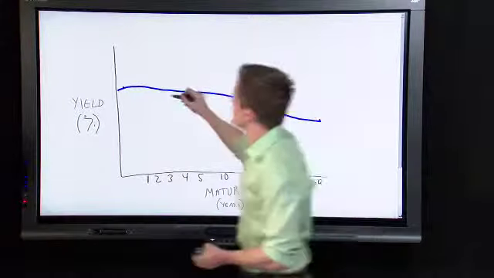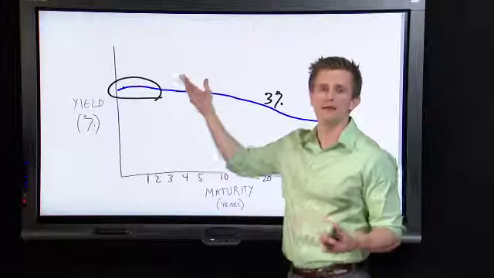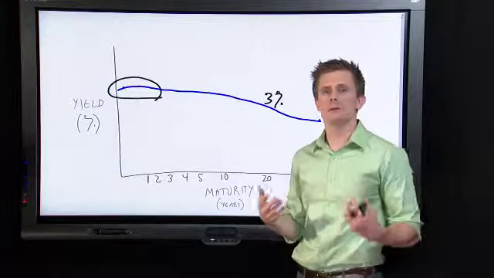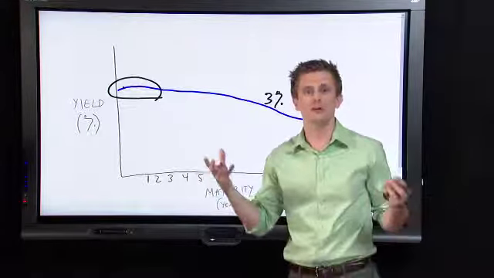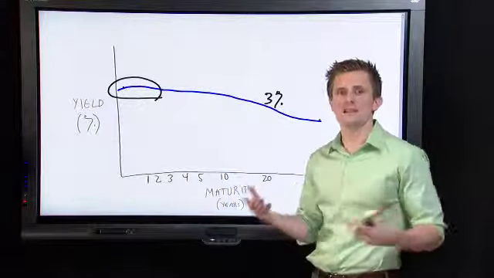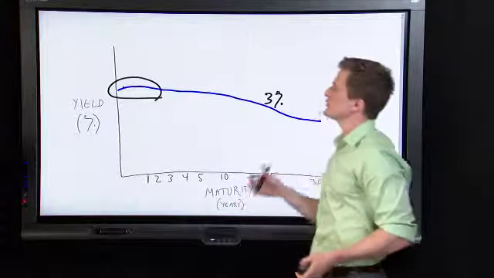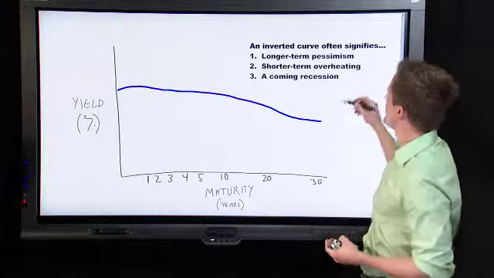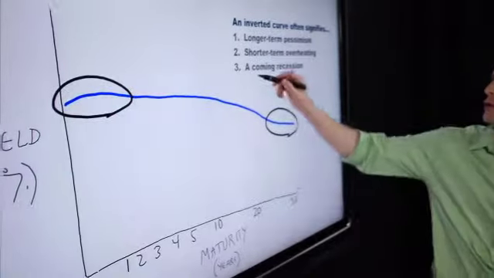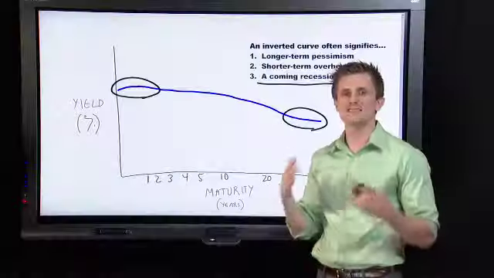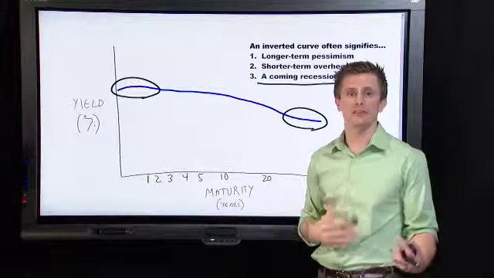At the same time, this scenario also suggests that the Federal Reserve has raised interest rates to relatively high levels in the short term, and it's probably done this because it thinks that the economy is too strong in the here and now, and inflation could come as a result. And so it set a policy that's made it more difficult for people to borrow to kind of slow down the economy. So for this reason, an inverted yield curve often signifies longer-term pessimism, shorter-term overheating, and also a coming recession. The last 6 times that the yield curve inverted, an economic recession occurred shortly thereafter.